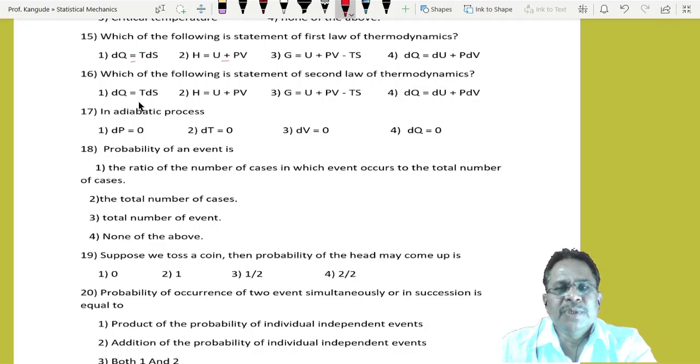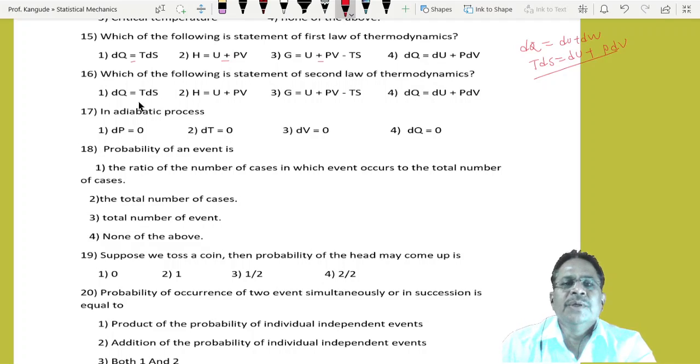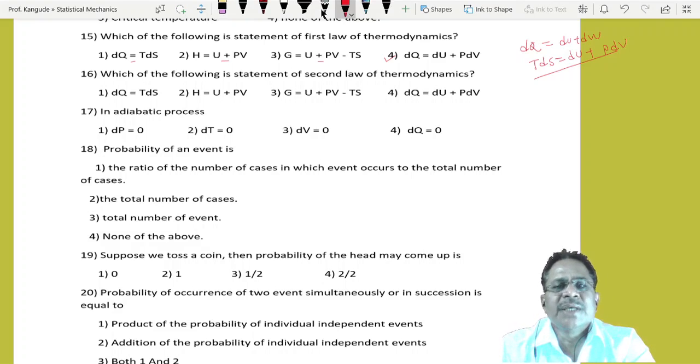G is equal to U plus PV minus TS is the Gibbs free energy, and therefore dQ is equal to dU plus PdV, or sometimes it is given as dQ is equal to dU plus dW, work done, which is also given by PdV. Sometimes dQ is given by TdS is equal to dU plus PdV. So all these are statements of the first law of thermodynamics. The correct option of question number 15 is 4, dQ is equal to dU plus PdV. Question number 16: which of the following statements is the second law of thermodynamics?